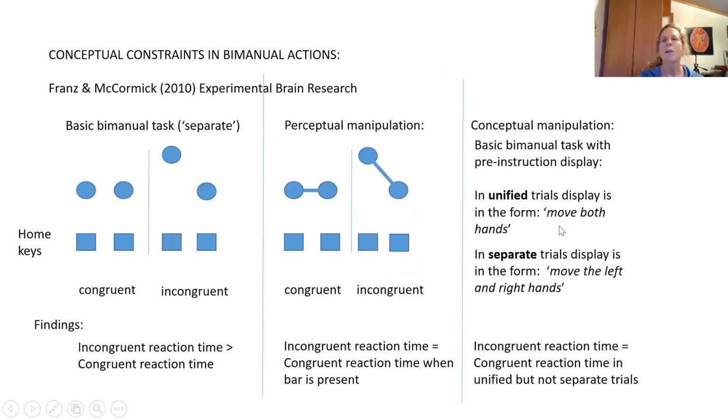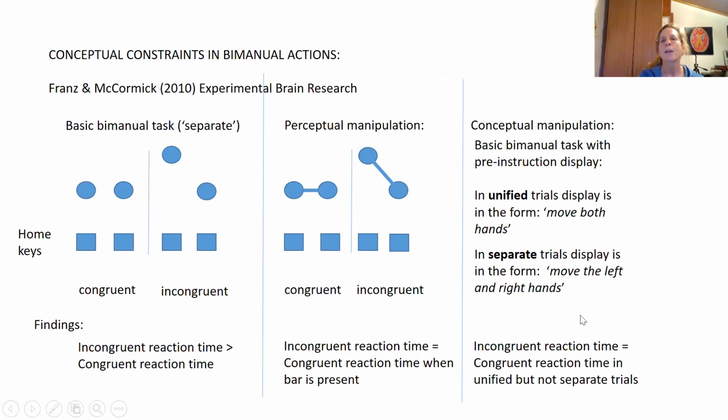And the instructions are in this form here, which is our second manipulation. It's a conceptual manipulation. Here, the instructions are in the form something like move both hands, reach with both hands, reach for both targets, move to both targets. Lots of different variations that always use the word both. And our idea here is that that is going to encourage a unified representation, just as though you're doing just one task, you just happen to use 2 hands.